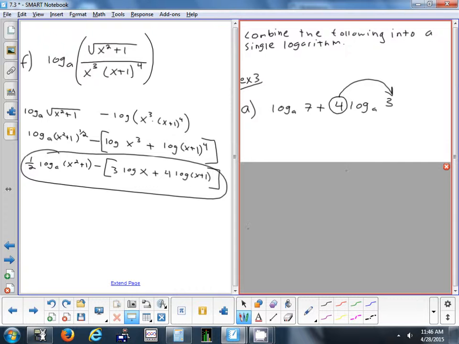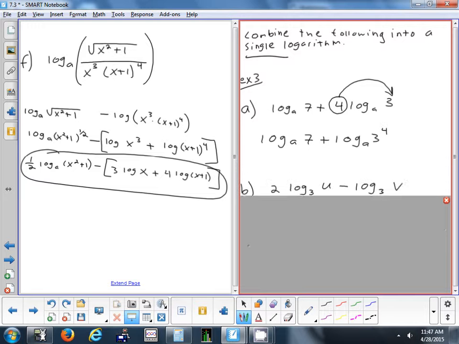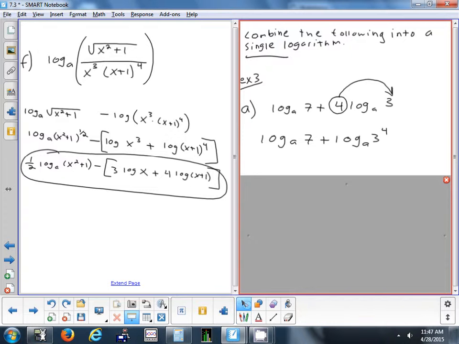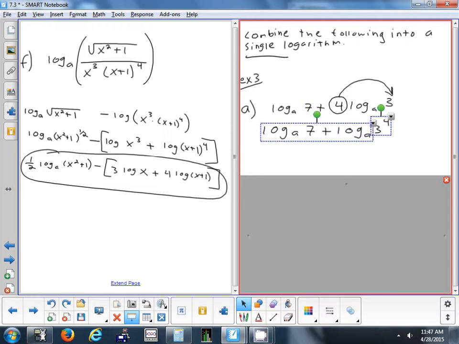Okay, we're going to combine it into a single logarithm. So when we're done, I only want to see the word log written one time, not multiple times. So log base A of 7 plus log base A, what's it going to become? 3 to the 4th. Any question on that step?